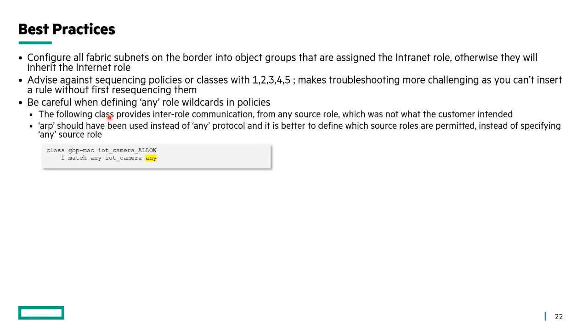And you want to be careful when defining any role wildcards in policies. The following class provides inter-role communication from any source role, which is not what the customer intended. This is actually a call that came into us from the field. In this case, we should have included ARP instead of any protocol, and it's usually better to define which source roles are permitted instead of specifying any role. In this case, traffic for V4 and V6 was leaking through this MAC-based ACL or MAC-based policy that was not intended.